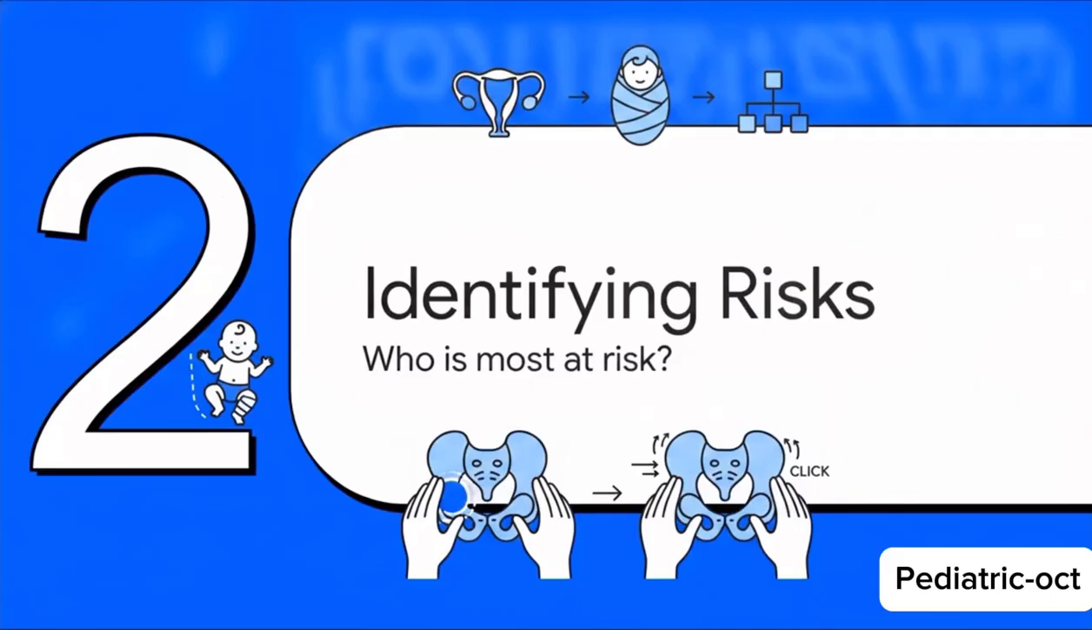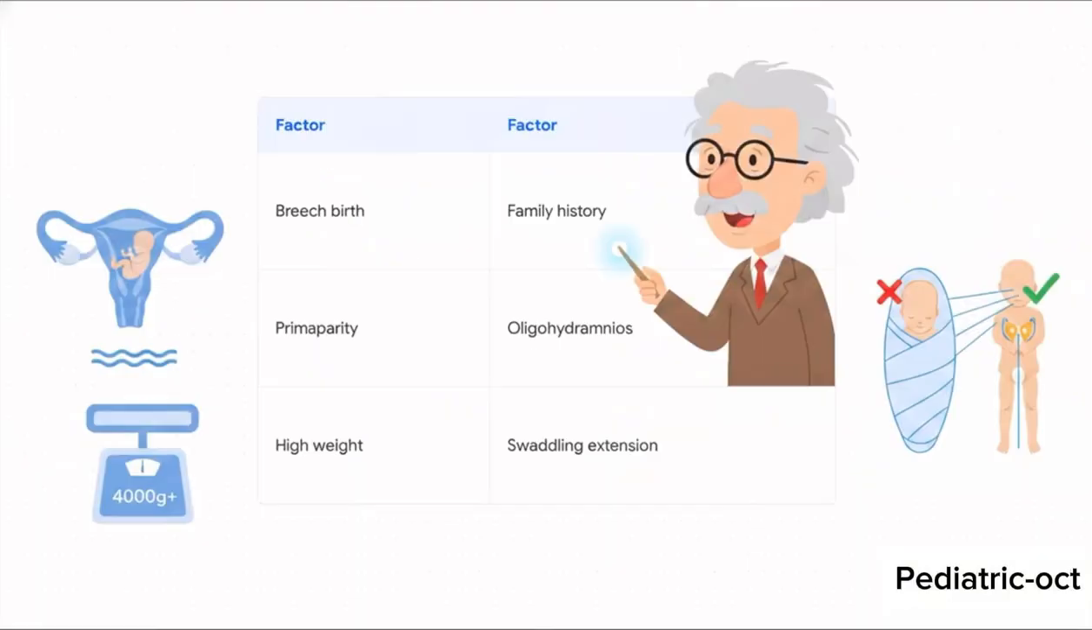Section 2. Identifying risk factors. Take a look at this list, Nicola. Notice a common theme among these major risk factors? It's intrauterine crowding. First pregnancies, or primiparity, feature a tighter uterus. Oligohydramnios means low amniotic fluid, which restricts movement. High birth weight, over 4,000 grams, physically limits space.